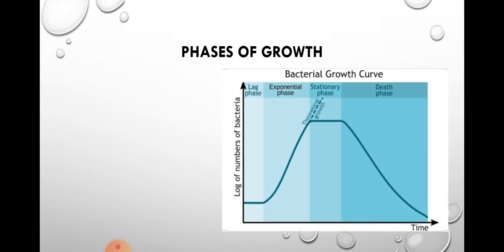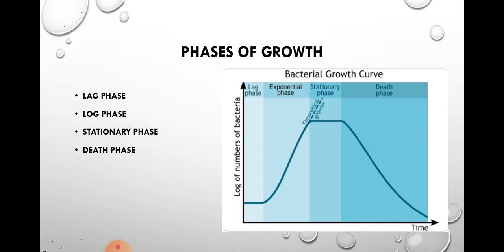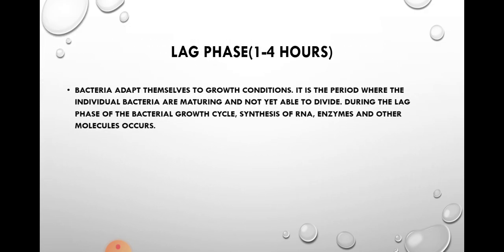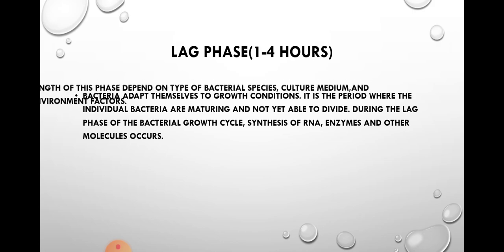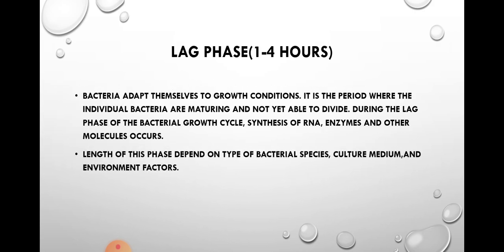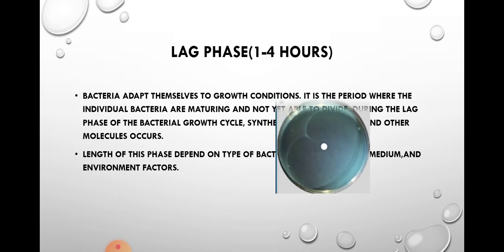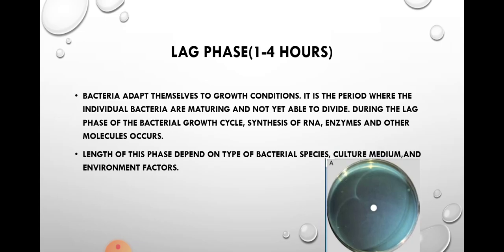Further, we have phases of growth. Now we have different phases of growth. First is the lag phase, second is the log or exponential phase, third is the stationary phase, fourth is the death phase. First of all, we will discuss the lag phase. The lag phase lasts for 1 to 4 hours. Bacteria adapt themselves to growth conditions. It is a period where the individual bacteria are maturing and not yet able to divide.